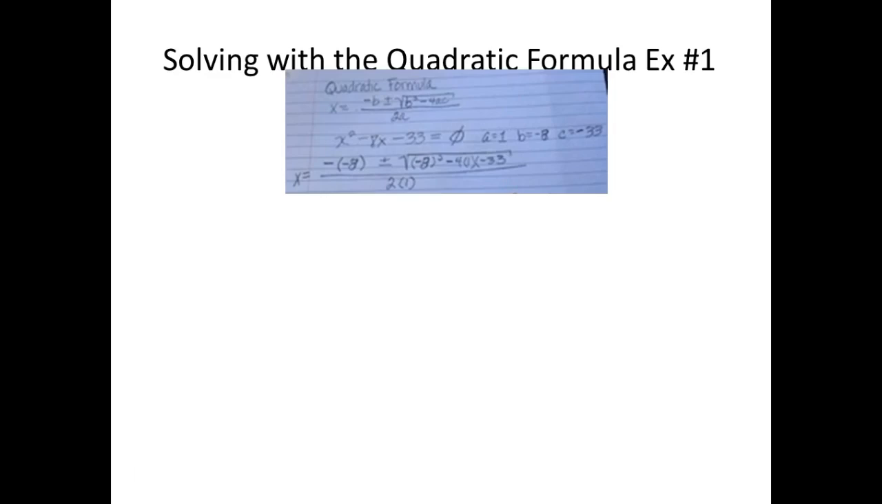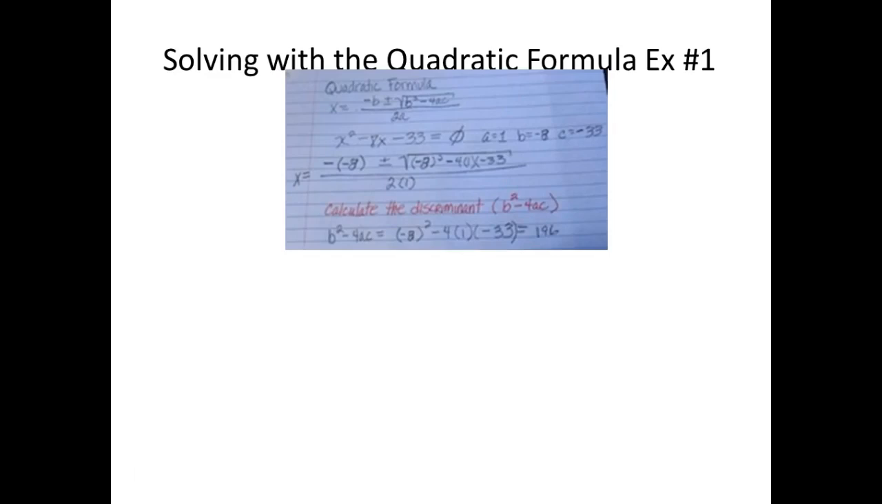Okay, now, our first equation is x squared minus 8x minus 33 is equal to 0. So a is 1, b is negative 8, and c is negative 33. Now we're going to just plug those into the formula and proceed. This plugging into the formula is part of what you will show for your work.